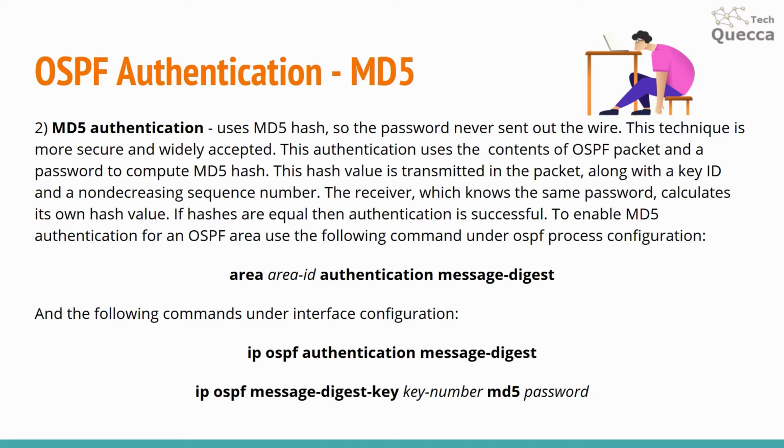To enable MD5 authentication for an OSPF area, use the following command under OSPF process configuration: area ID authentication message-digest. And the following commands under interface configuration: IP OSPF authentication message-digest, and then IP OSPF message-digest-key. Then you need to specify key number and MD5, and the last one is the password for OSPF authentication.